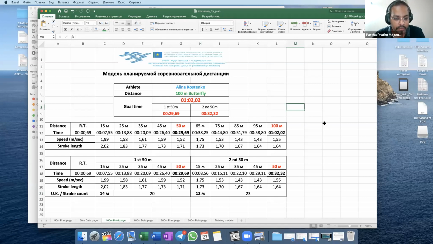So one of the questions is, what kind of angle of entry do you propose to maximize the acceleration inside the water?